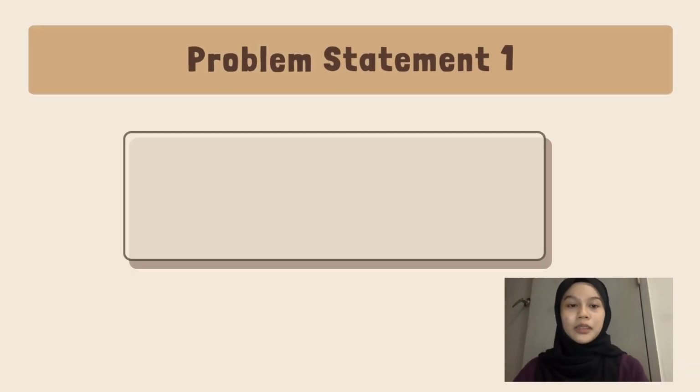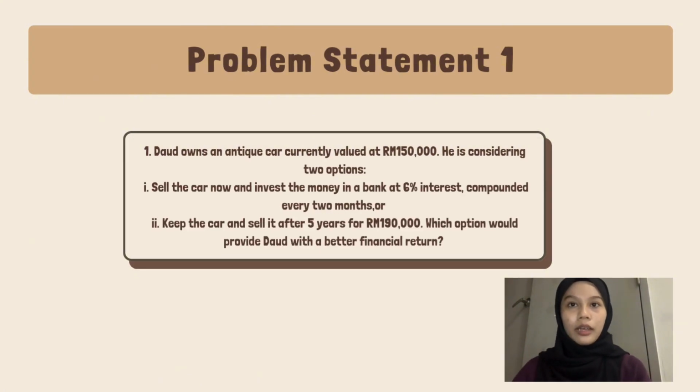So here is the problem statement of compound interest. Daud owns an antique car currently valued at 150,000 ringgit. He is considering two options. First, sell the car now and invest the money in a bank at 6% interest compounded every 2 months. Or the next option is to keep the car and sell it after 5 years for 190,000 ringgit. Which option would provide Daud with a better financial return?